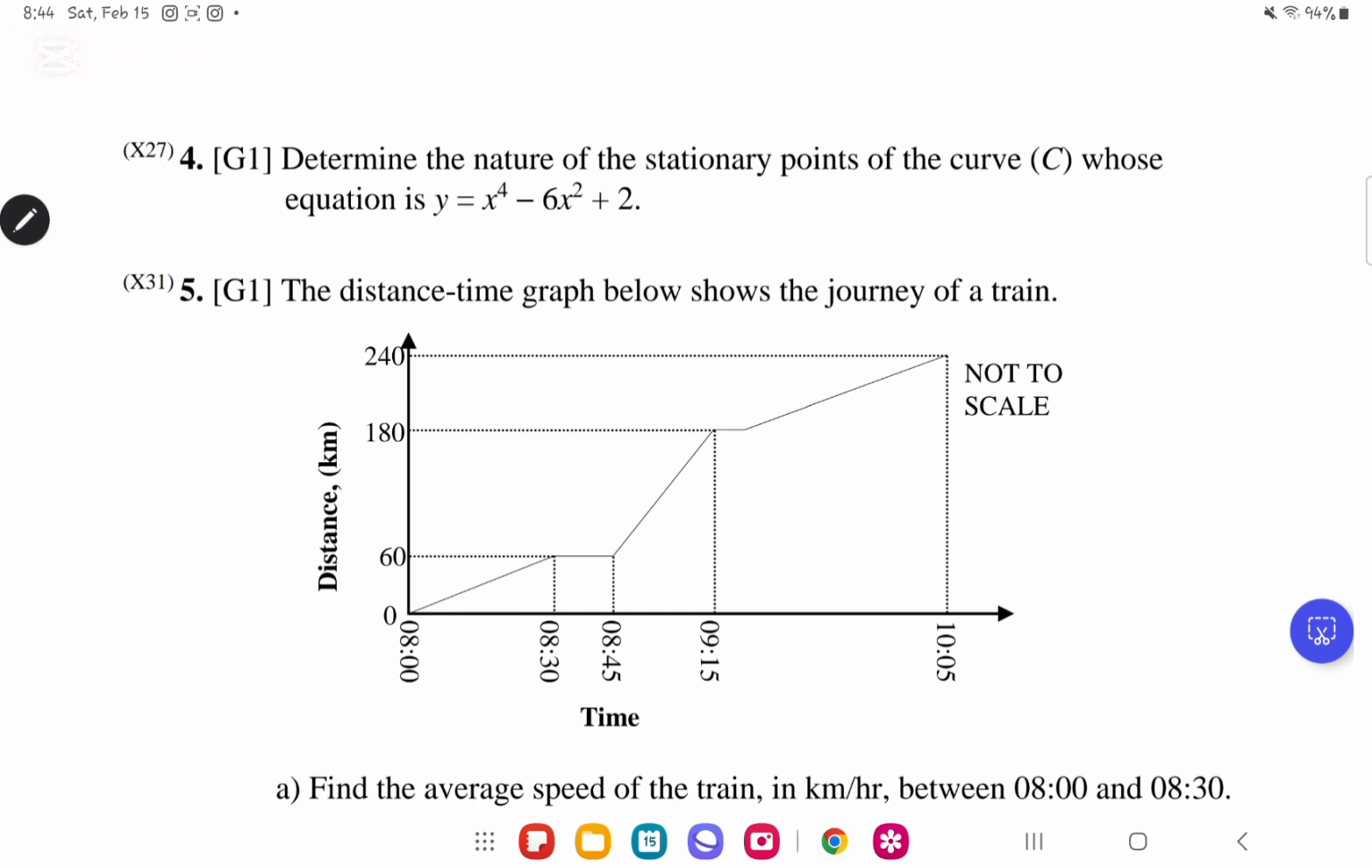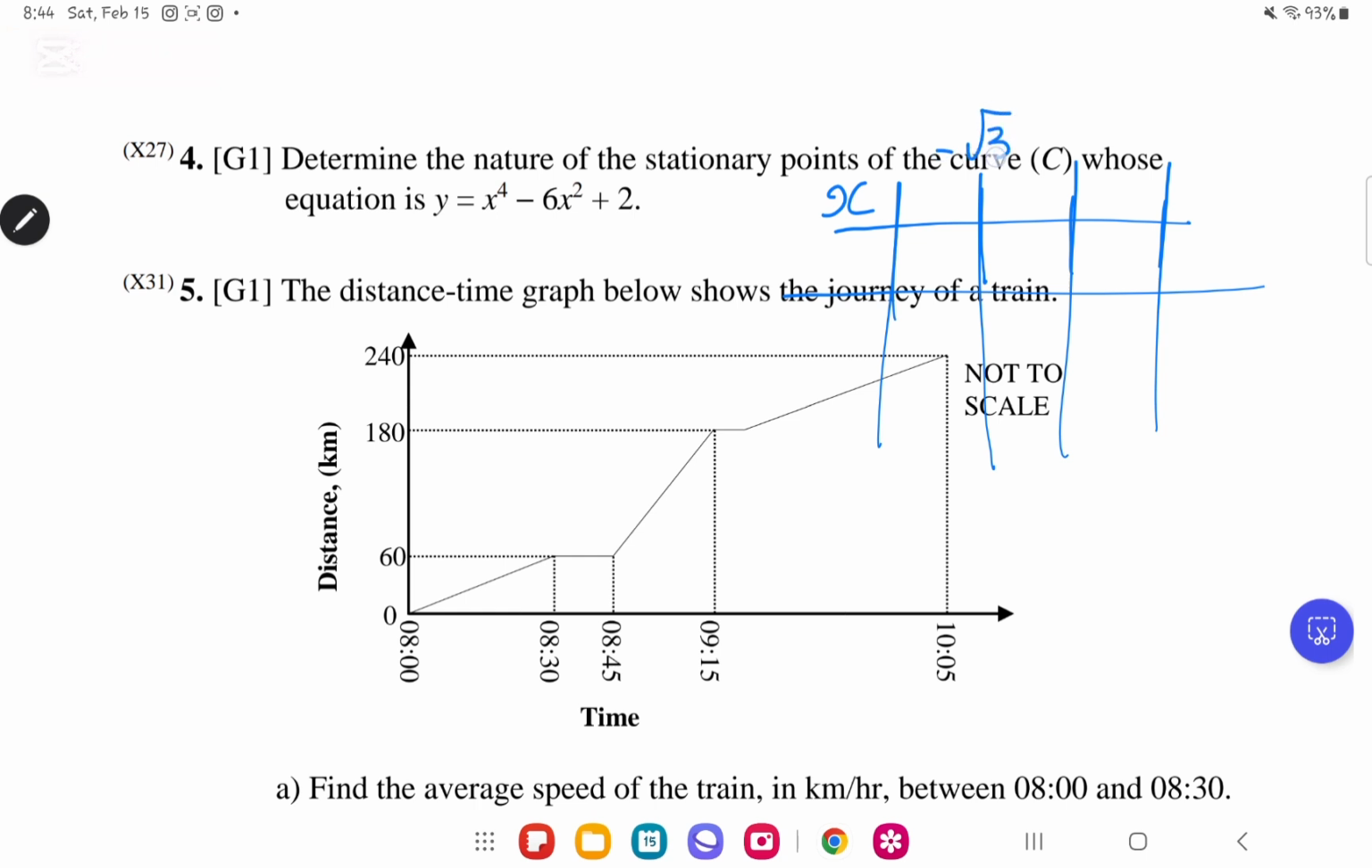Okay, let me just fix this a little bit. I will fix it a bit so that it will look a bit nicer. So x, here we have minus radical 3, 0, radical 3, y prime, and then y. And always remember, our derivative is 4x to the power of 3 minus 12x.